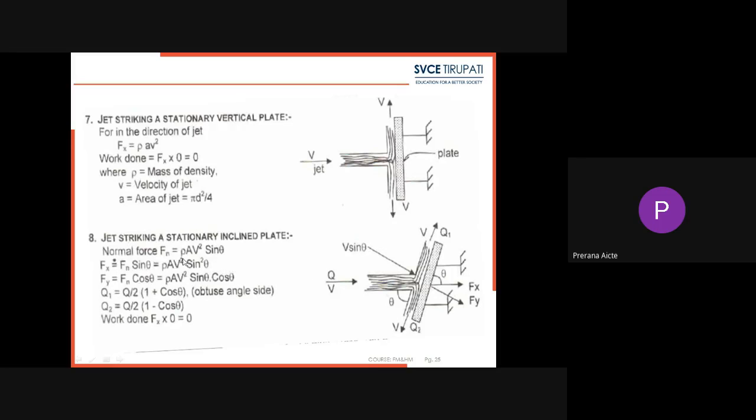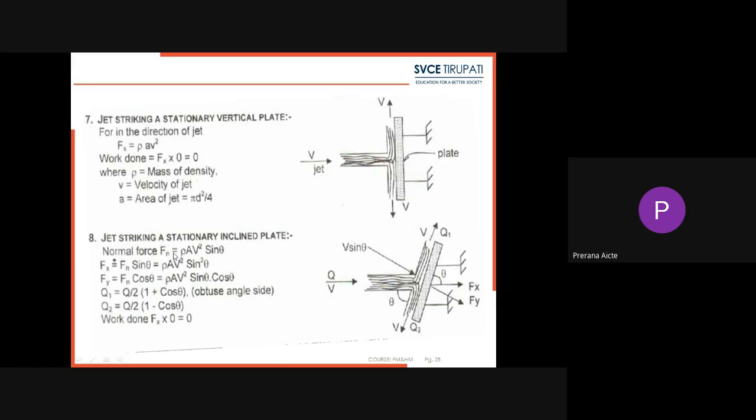Another condition: jet striking a stationary inclined plate. If the plate is inclined and fixed, and the water is flowing with a jet velocity v, then after hitting the plate, it can change its direction into the y and z directions, with a vertical and horizontal component. If we take the horizontal and vertical components, then the forces acting on the jet can be calculated by using the formula.